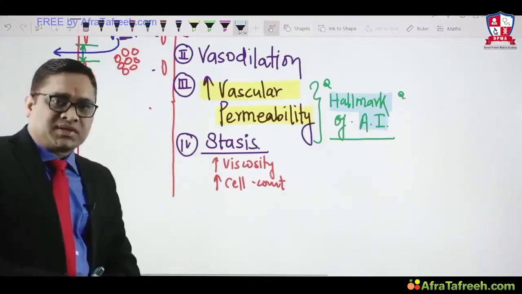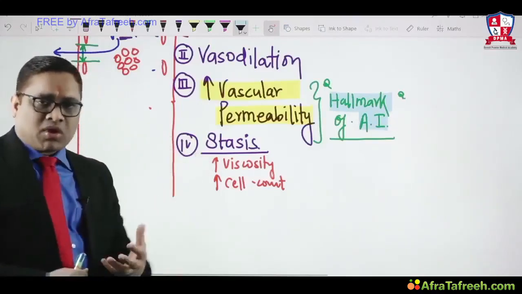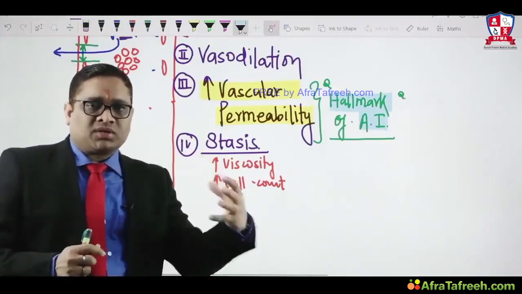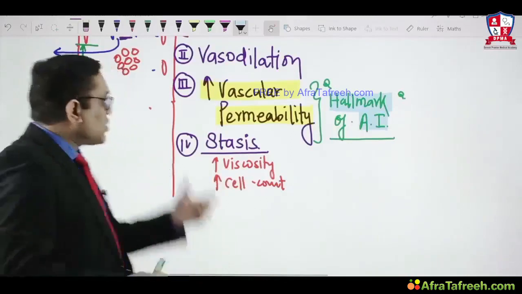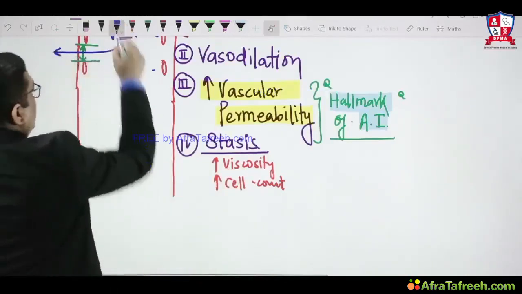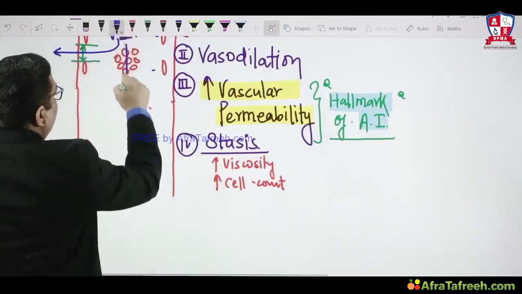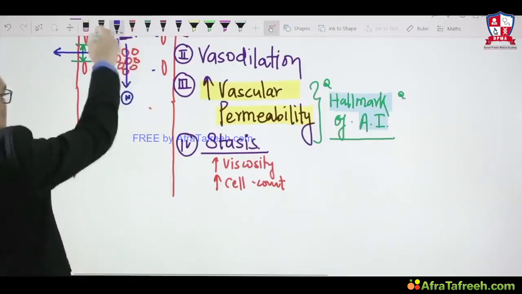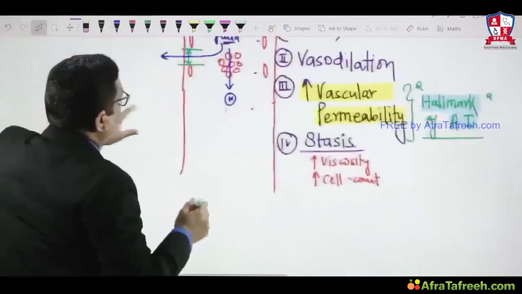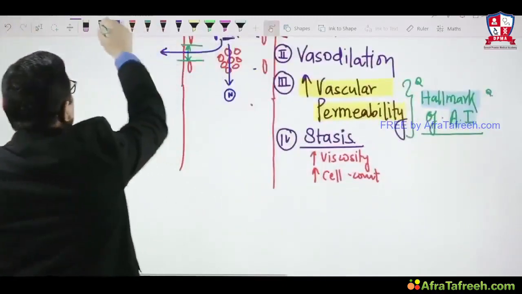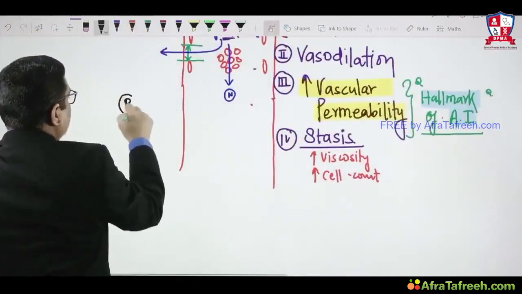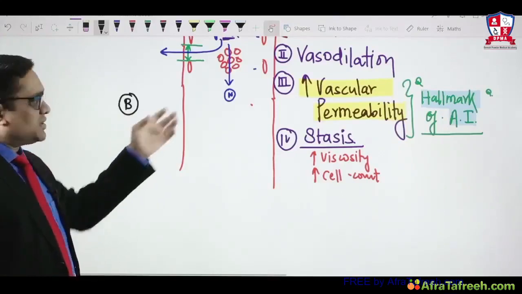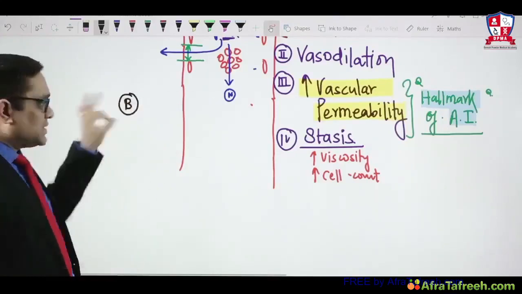Why is stasis necessary? That is another important thing. Stasis actually connects the vascular events to the cellular events of acute inflammation, because of the slowness of the movement. Suppose I am showing you an inflammatory cell, and just assume that this is the area where the inciting bacteria is residing. So the bacteria is here. Because of this bacterial stimulus, the neutrophil has to come outside to kill this bacteria.